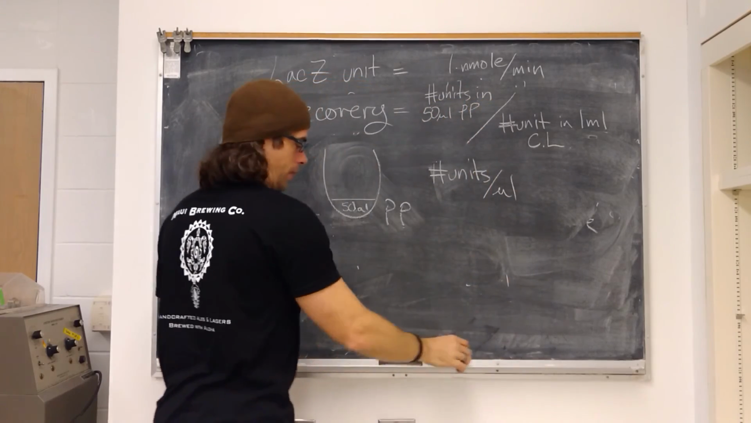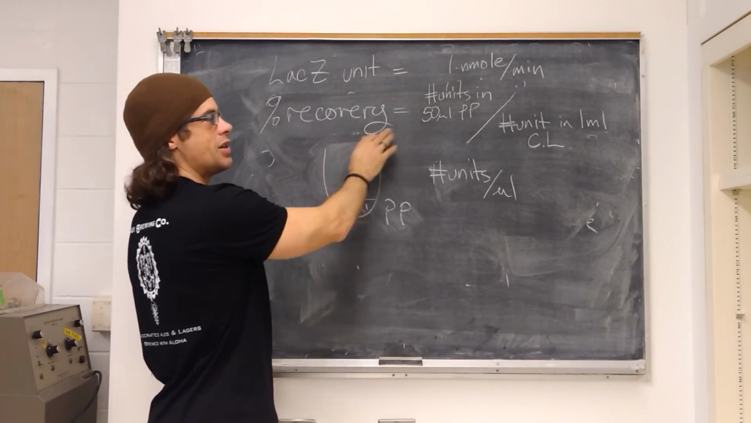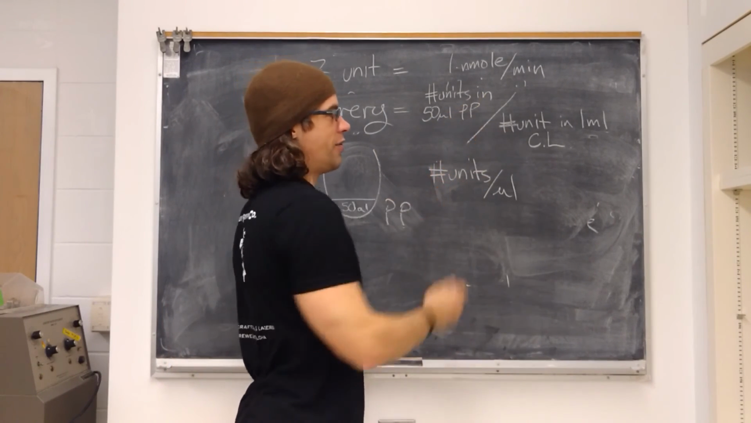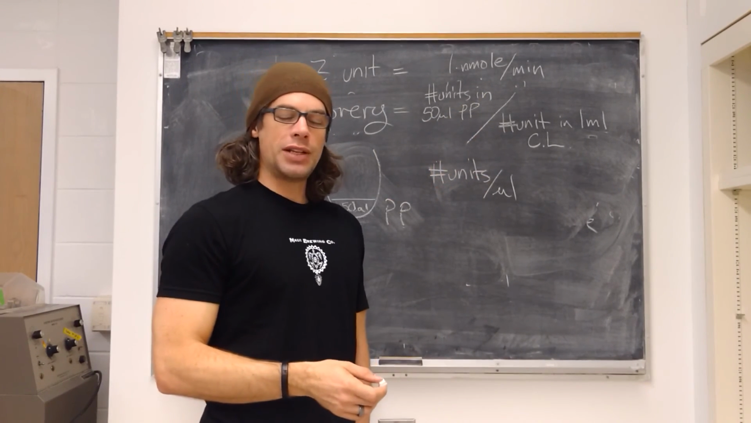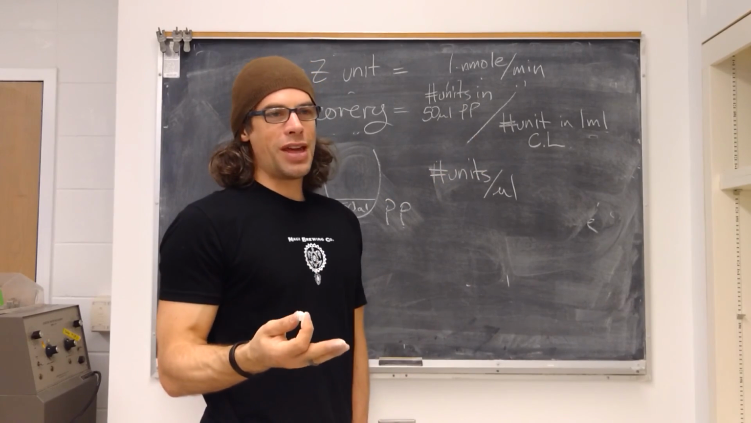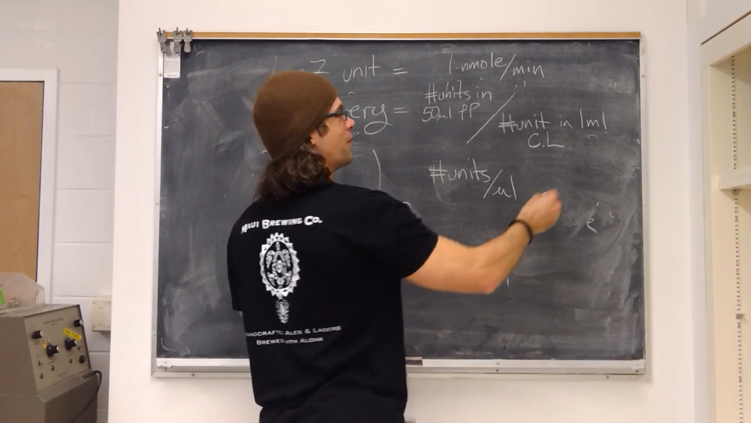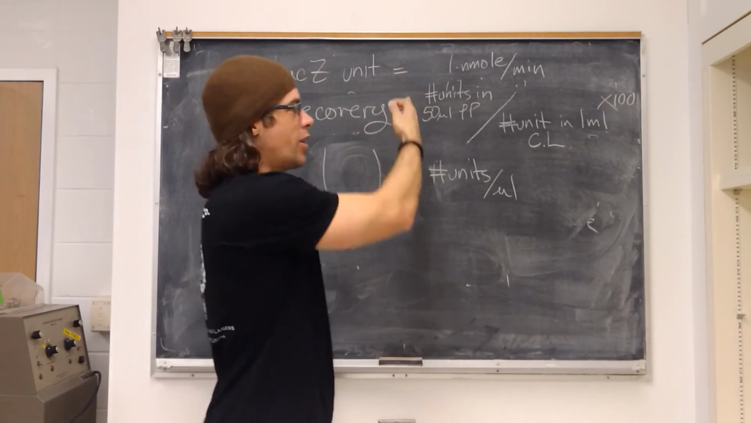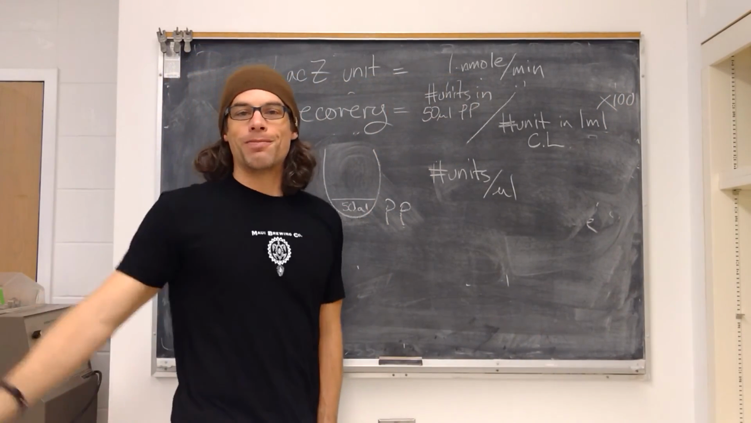Okay, so far percent recovery is the number of units in our 50 microliters of purified protein divided by the number of units in 1 mil of cleared lysate. We're only missing one thing. We have to turn it into a percentage. Multiply whatever this value is by 100, and that's it.